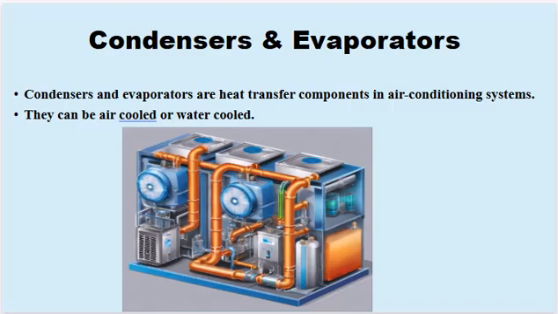Now, there are two types of systems. Air-cooled systems use air to transfer heat. They're simple, cost-effective, and work well in smaller spaces or places without access to water. Water-cooled systems are more efficient because they use water instead of air. You'll usually find them in larger buildings or commercial setups. So, whether you're using air or water depends on the system size, location, and how efficient you need it to be.